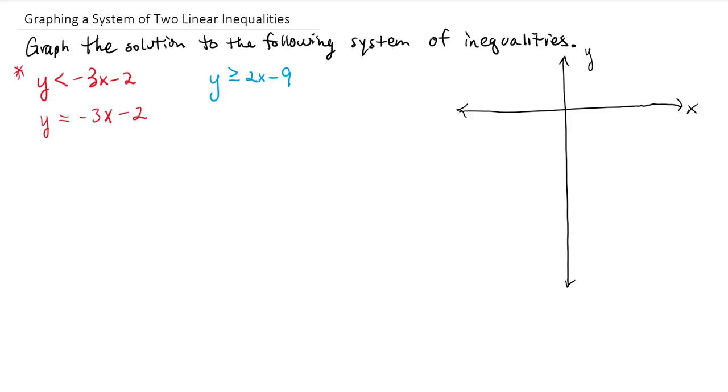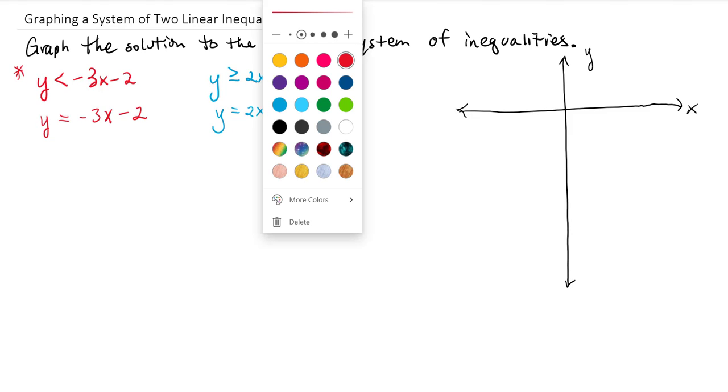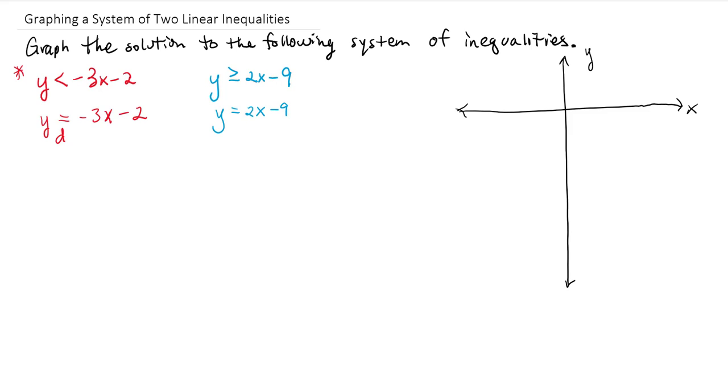And we also need to graph, I did say lines, so plural. We also need to graph this line, y equals 2x minus 9. However, the first inequality says y is less than. So when we have strictly less than, we're going to make sure we graph this line to be dotted. Okay.